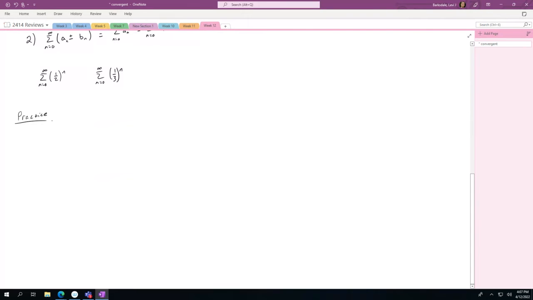Okay, and I think I threw in one more practice problem for you just so you could really get the idea of geometric series down completely. So go ahead and see if you can find the sum of that one.